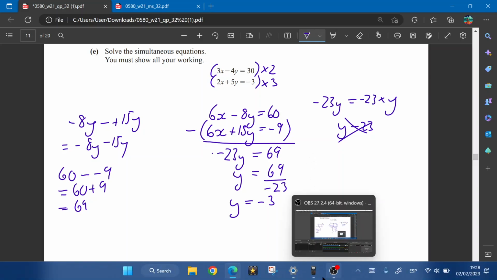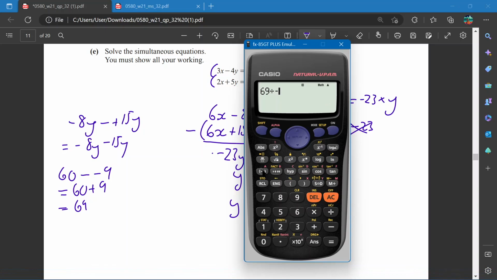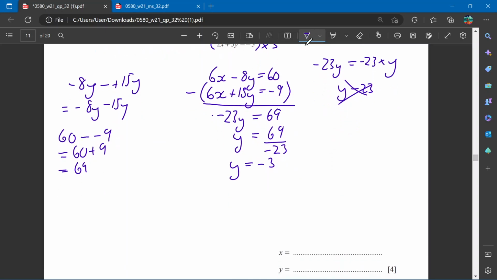Okay, if you're in any doubt, check it on your calculator. 69 divided by negative 23. Right. So we got the y. Next step, we can write it down here. It's -3. We still need to find the x.